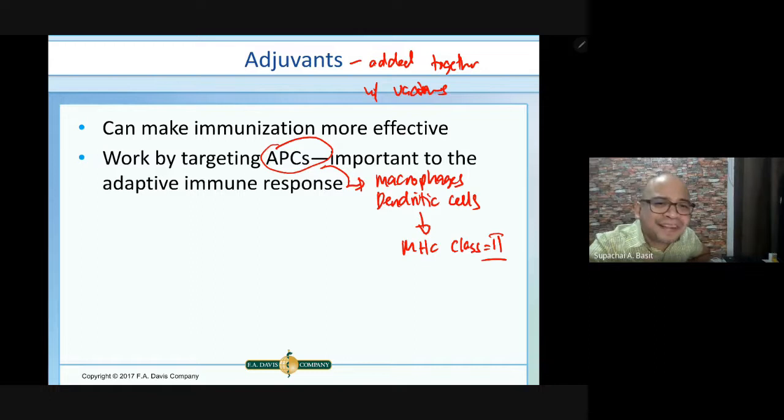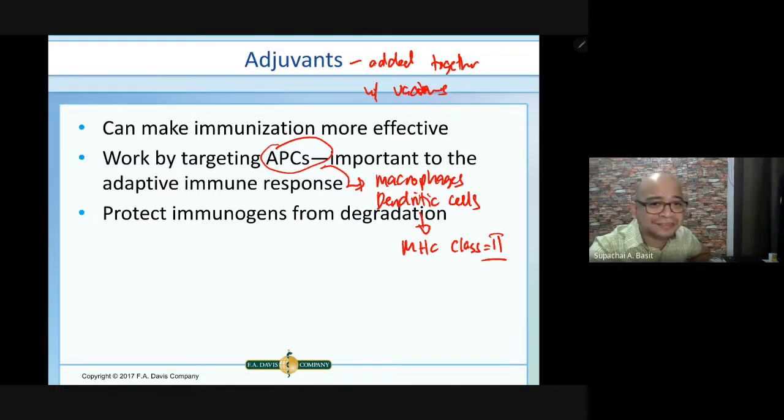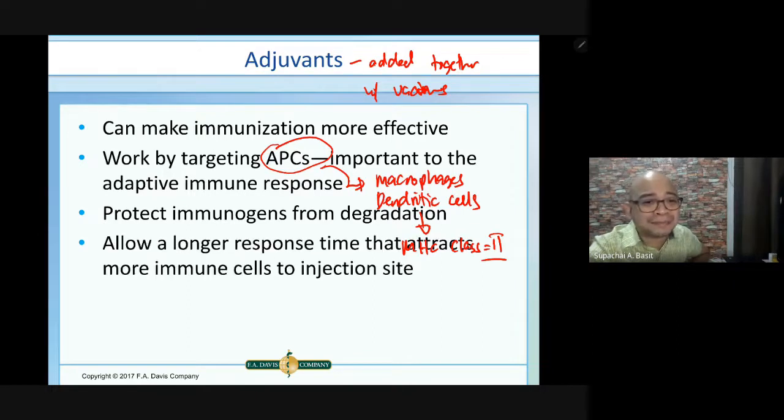Adjuvants will make the vaccines more effective. They will also protect the immunogens from degradation, so that they will be processed by the antigen-presenting cells. And it will allow a longer response time that attracts more immune cells to the injection site. This is one of the reasons why a side effect of immunization is pain at the injection site, because aside from the fact that the needle is sharp, there is sometimes a prolonged inflammation, and that's a good sign because more immune cells are attracted to the site of the inoculation.